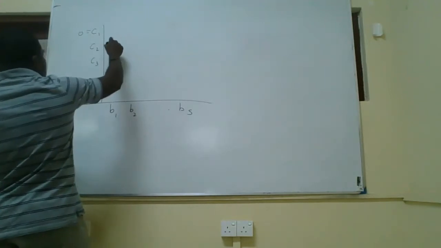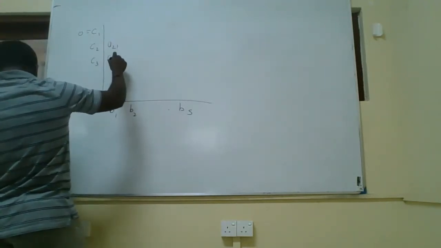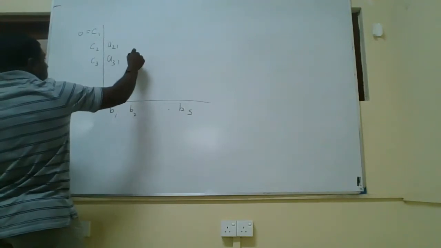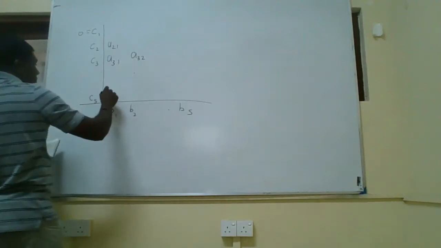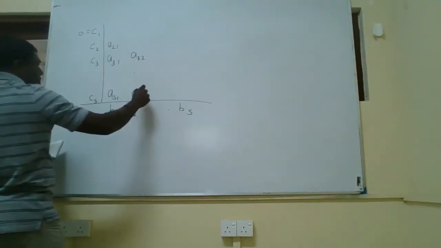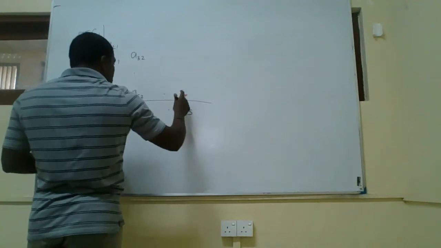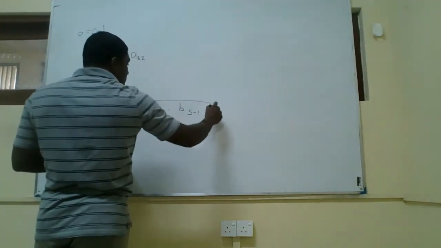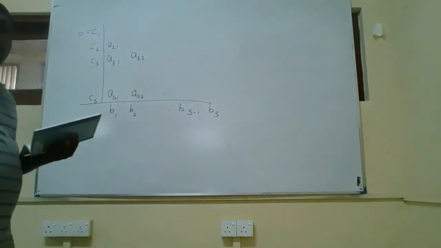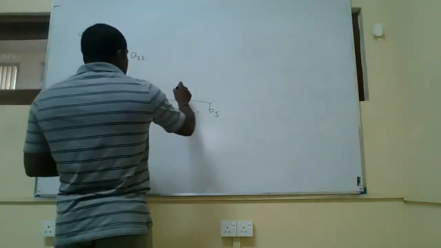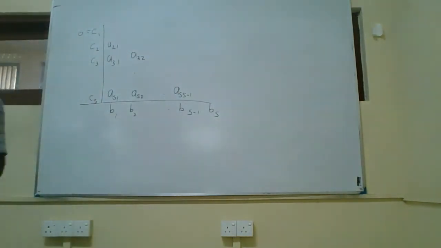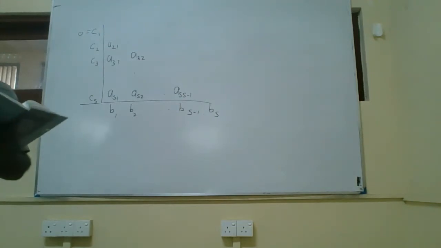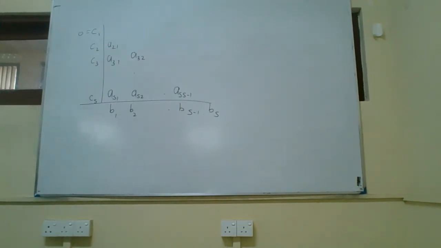This one is a21, a31, a32, and all the way up to as1, all the way up to bs minus 1 and bs, right? And then here you have as and as minus 1. Okay, so you see that we can write the coefficients of the Runge-Kutta method in this form.